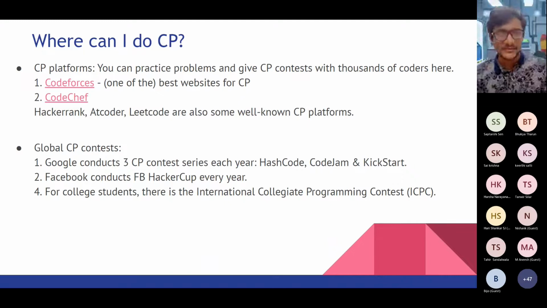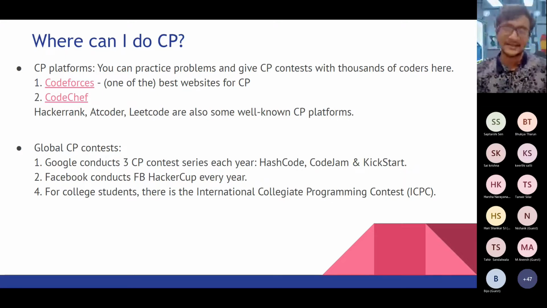As for where you can do CP, I guess most of you would already be knowing, but you can do it on Codeforces, CodeChef. And if you do CP consistently, we would recommend you to have a look at the contests that go on worldwide. Some contests like Google Code Jam, Kickstart, Facebook Hacker Cup are something you can look for. If you want to represent your country in competitive programming, you can look for the International Collegiate Programming Contest, which is the Olympiad in CP.